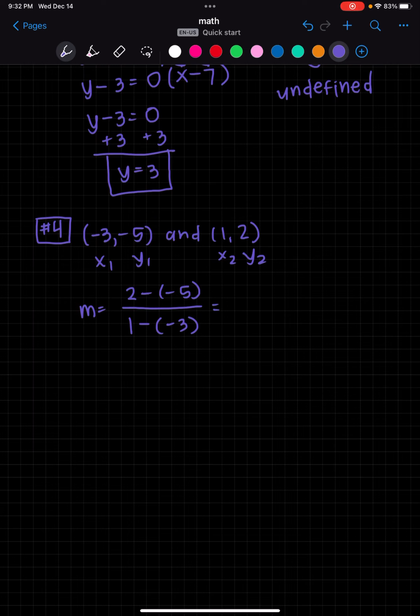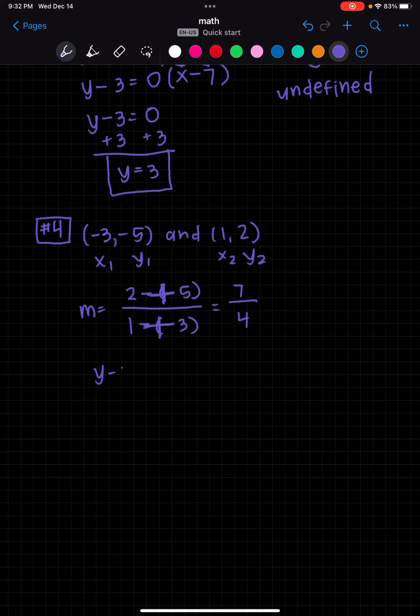So the two negatives on top cancel each other out, make a big positive. Same thing happens on the bottom. They just make a big positive. So on the top I have 2 plus 5, which gives me 7, and on the bottom I have 1 plus 3, which gives me 4. 7 over 4 cannot be simplified, so 7 over 4 is your slope.